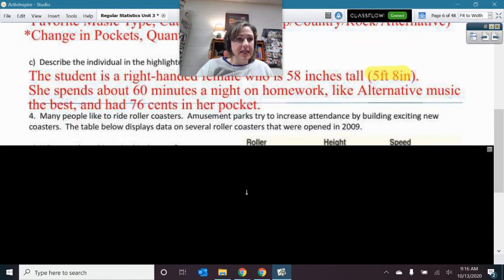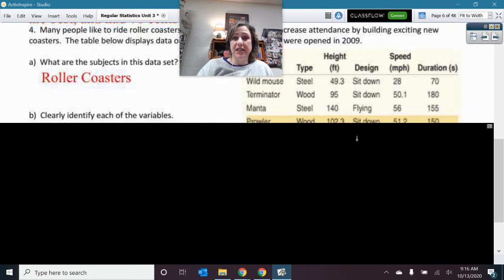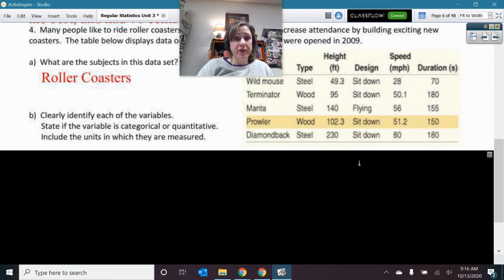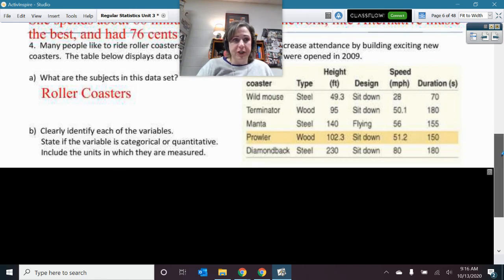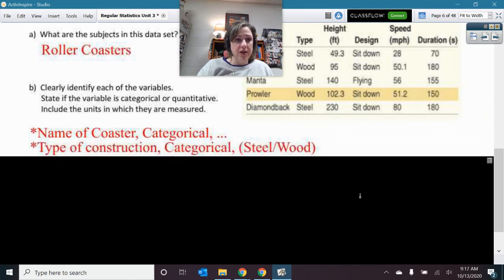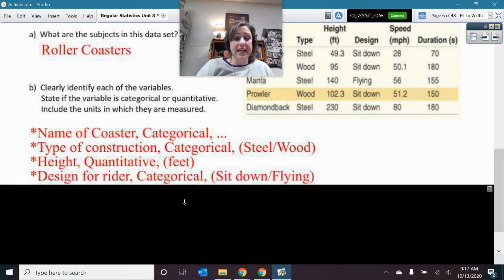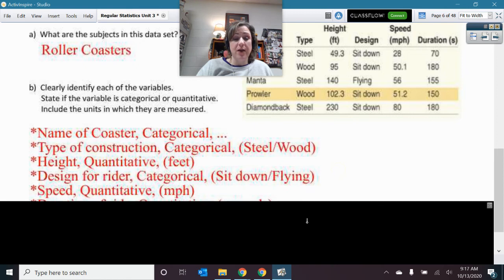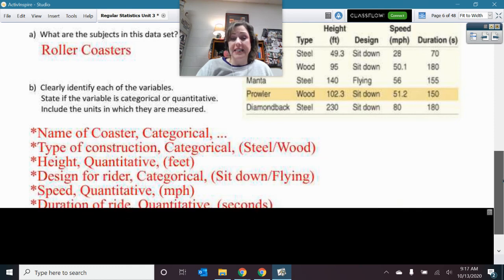All right. Next, here is another chart doing a similar kind of identification. The subjects in this were roller coasters, and there were 5 different roller coasters. The name of the coaster was categorical. The type of construction was categorical, either steel or wood frame. The height was quantitative, in feet. The design was sit down or flying, that's categorical. The speed was miles per hour, that is quantitative. And how long it lasts is also a quantity, in seconds.